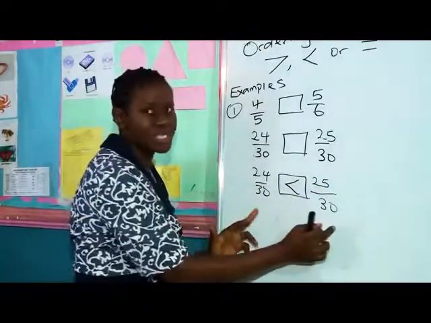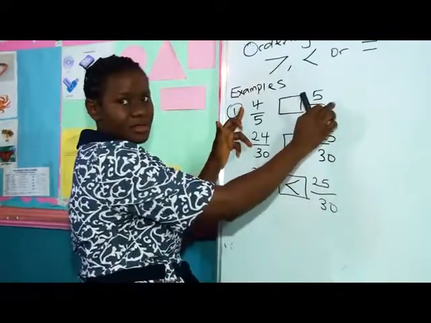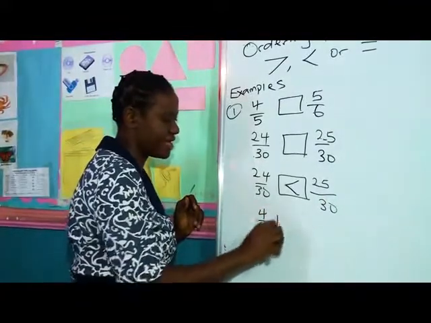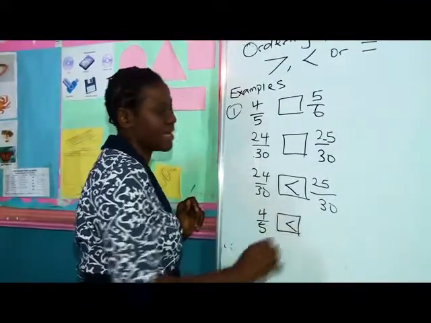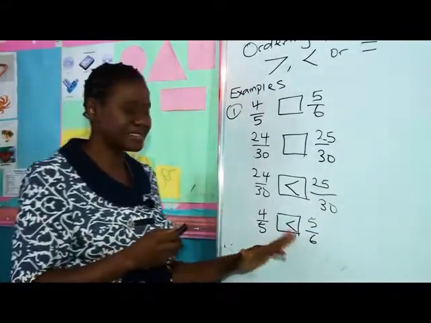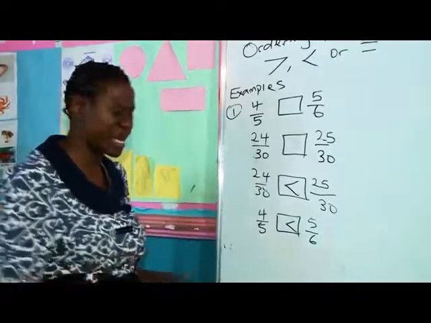But this is not the original question I was given, so I have to change back to the original question. The original question will be: 4 over 5 is less than 5 over 6. I didn't just get that answer, we worked it out together.